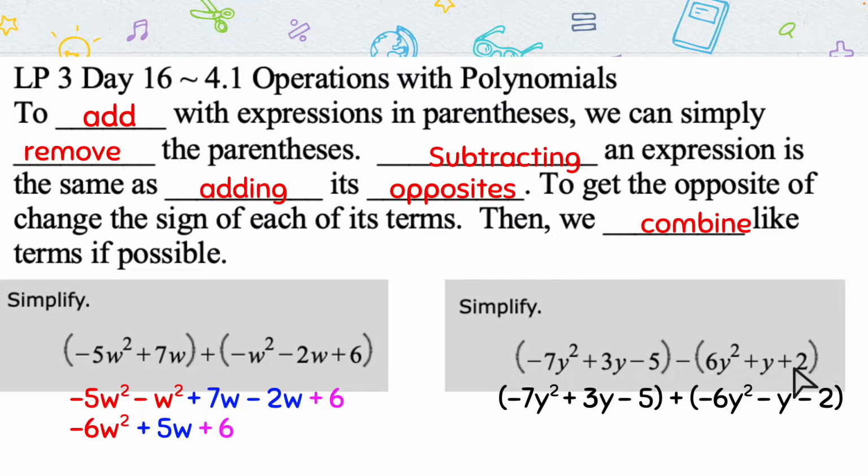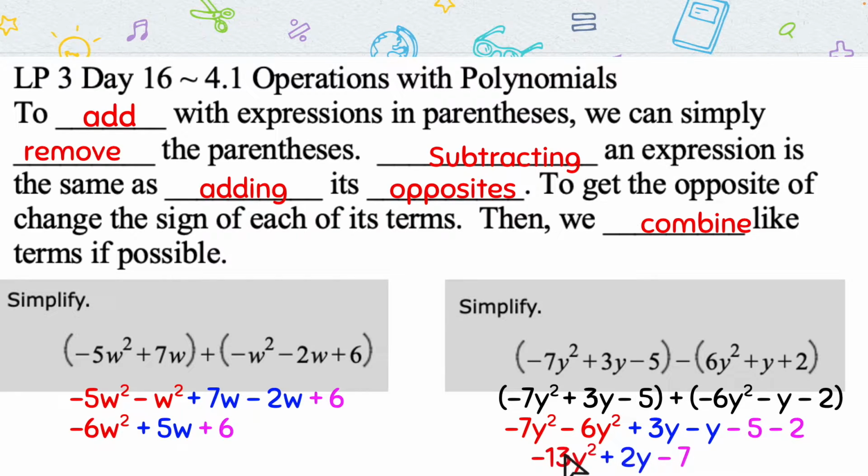Now we're going to do that same thing and group. I have negative 7y squared, negative 6y squared, 3y, and negative y. Those are like terms, and then negative 5 and negative 2. Then we're just going to combine. Negative 7 minus 6 is negative 13, and the y squared comes with it. 3 minus 1, that's 2y, and then negative 5 minus 2 is negative 7. All right, so that was adding and then subtracting.